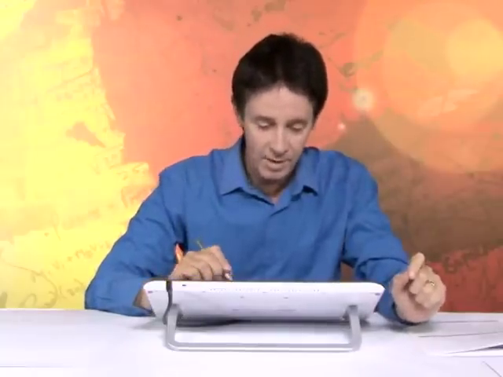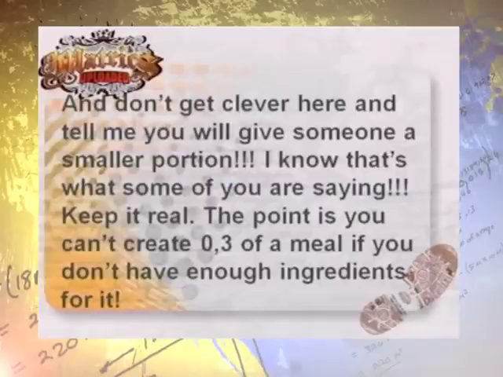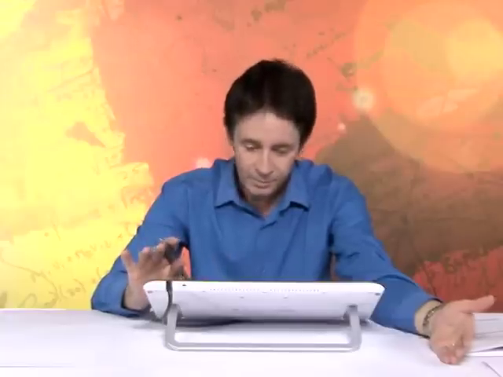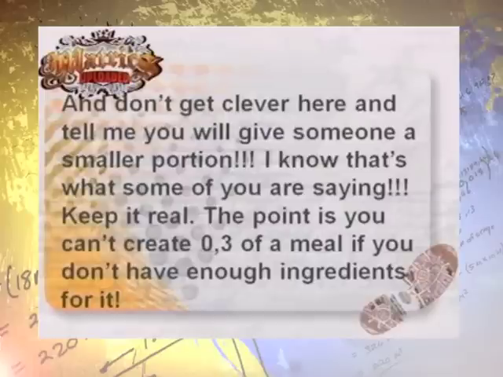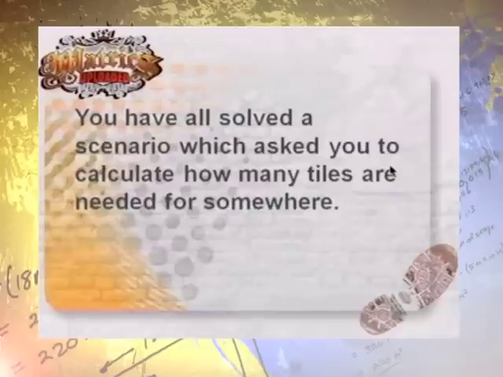This is so important. You're not going to be able to feed 13, so the recipe is not going to be very helpful here. And don't get clever here and tell me that you will give the 13th person a smaller portion. No, that's not fair. You're going to tell the organizers of the event, I can only feed 12 people. The recipe says 12,7. Keep it real. You can't create 0,3 of a meal if you don't have enough ingredients for it.